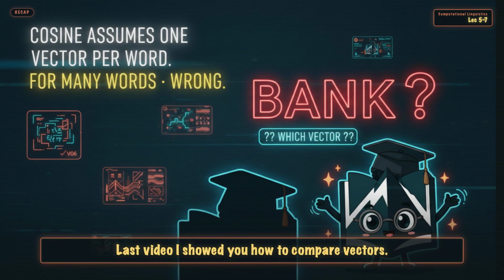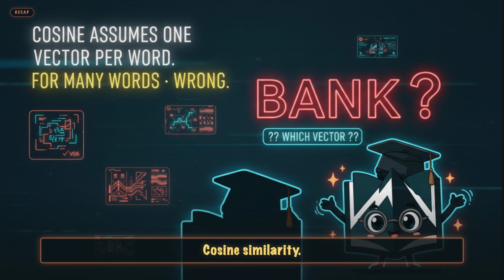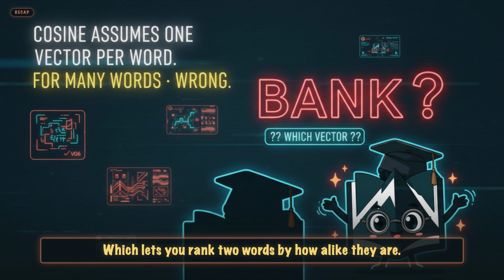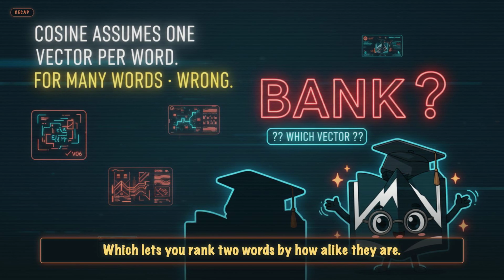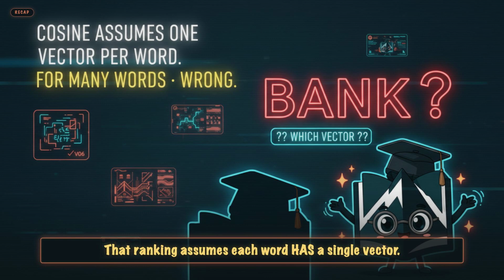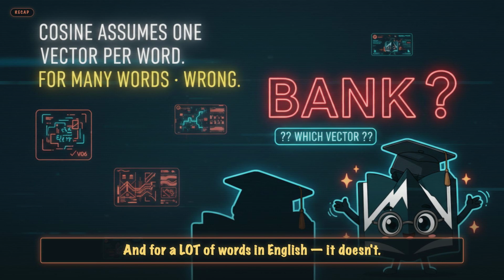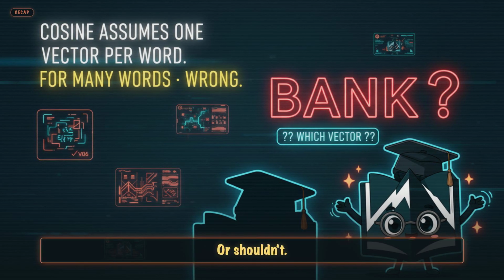Last video I showed you how to compare vectors. Cosine similarity. 5 lines of code, which lets you rank 2 words by how alike they are. Powerful stuff. But now I have to tell you the awkward truth. That ranking assumes each word has a single vector. And for a lot of words in English, it doesn't, or shouldn't.